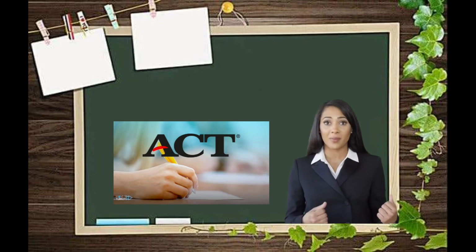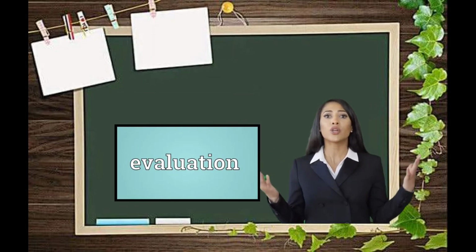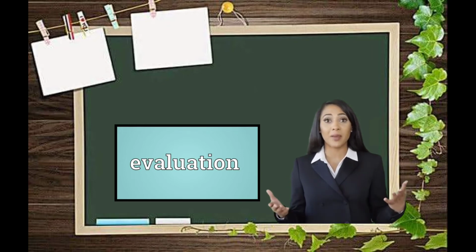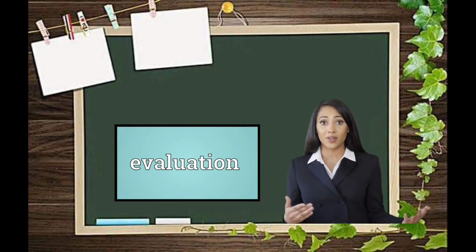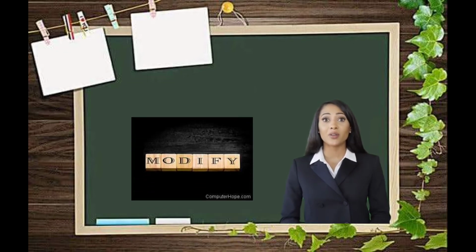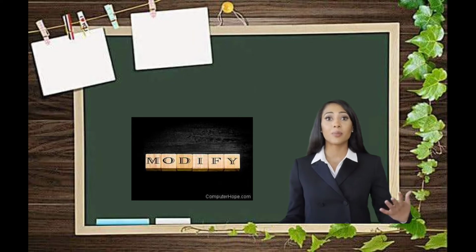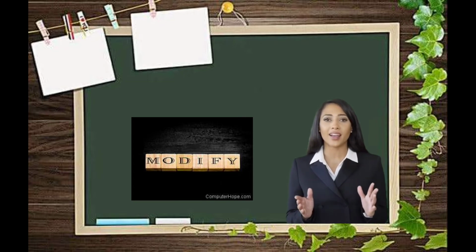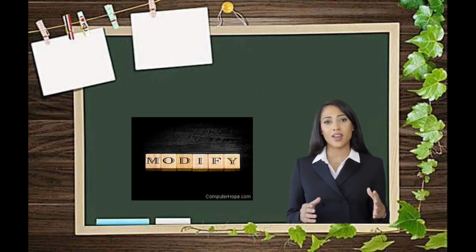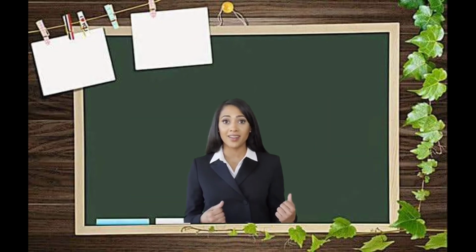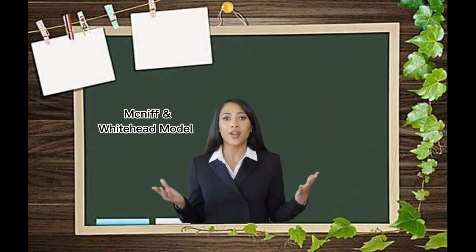Next to act is evaluate. Evaluate talks about the results or findings of the actions that researchers made. Next is the last action research step, which is modify. If the researcher is not satisfied with the findings or the results, they will move to another cycle in order to get new findings or results. Those are the processes of the McNiff and Whitehead model.